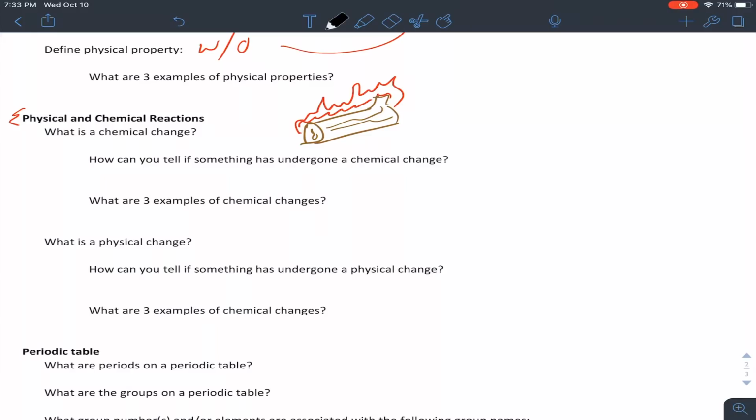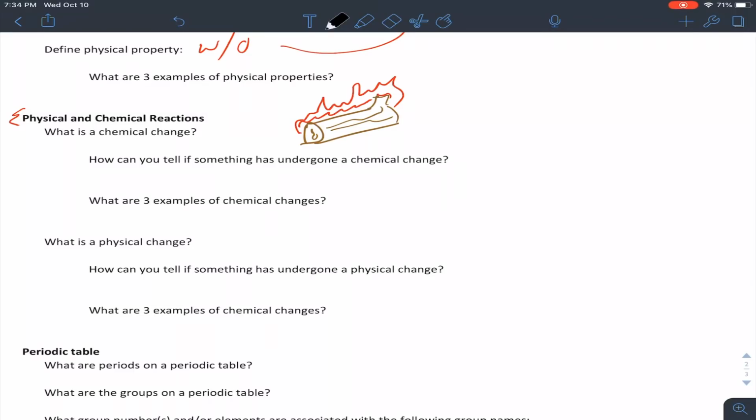How can you tell if you've undergone a chemical change? Well, that's getting a new substance, right? If you have a new substance, one that you didn't start with, and one that is chemically different, that's a chemical change. So some examples, like my picture above, burning a piece of wood. Also from the lab we just did, mixing calcium chloride with baking soda and water. Remember that reaction created heat and gas, so that was evidence of a chemical change.